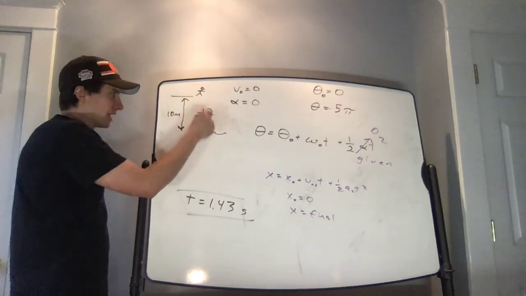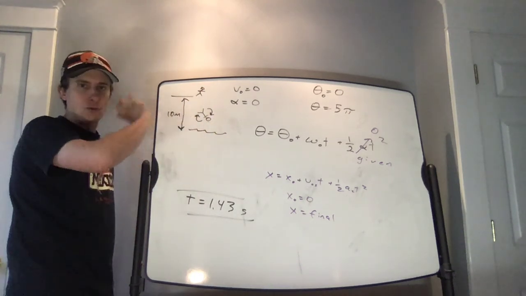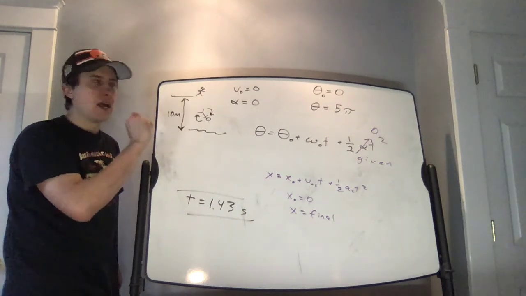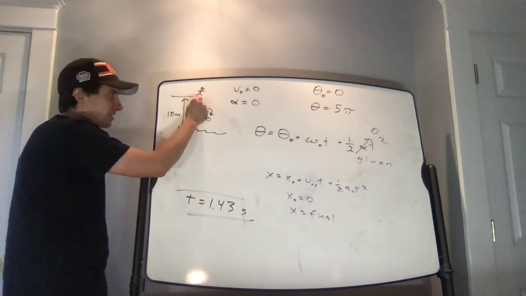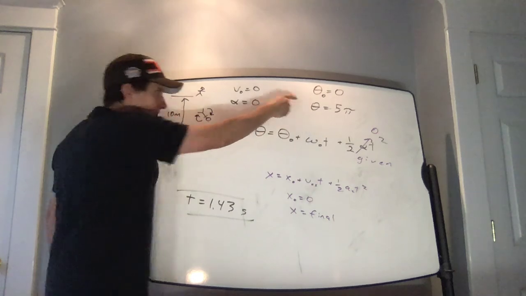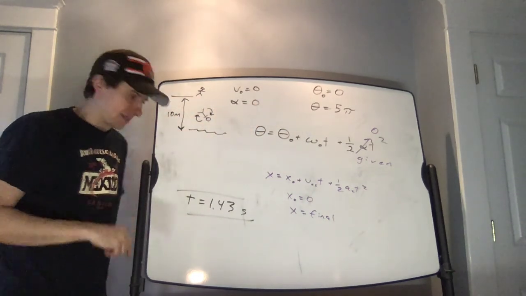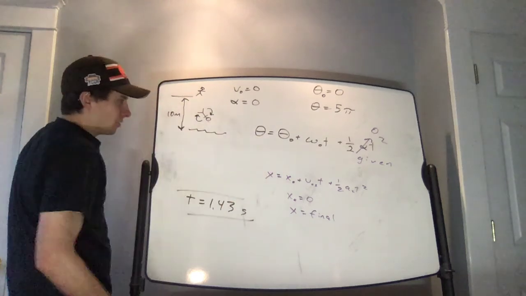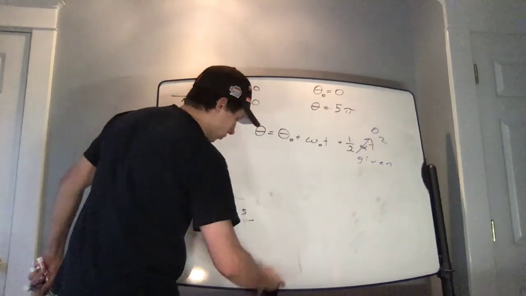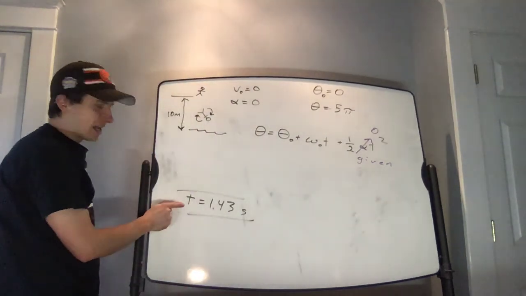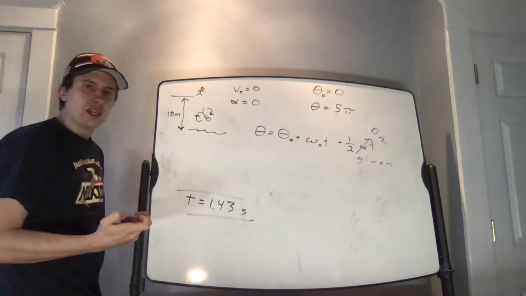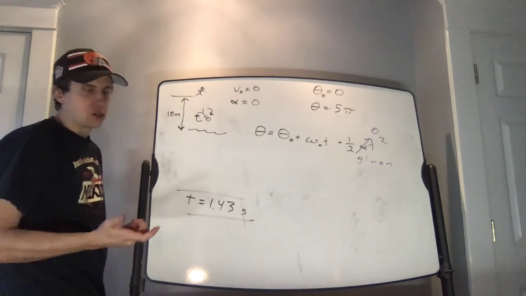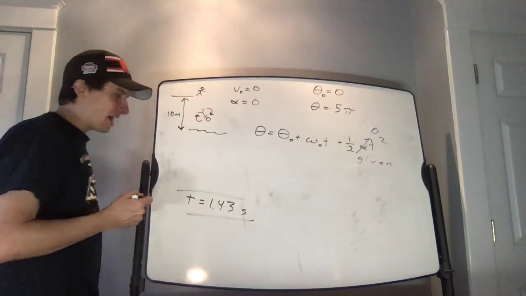Between the initial moment and the final moment, he made a rotation of 5 pi radians. By setting his initial angle to 0, that means his final angle must be 5 pi radians. So I know what his initial and final angle are. I know what the time in the air that he spends is. The only term left that is undetermined is his initial angular velocity.